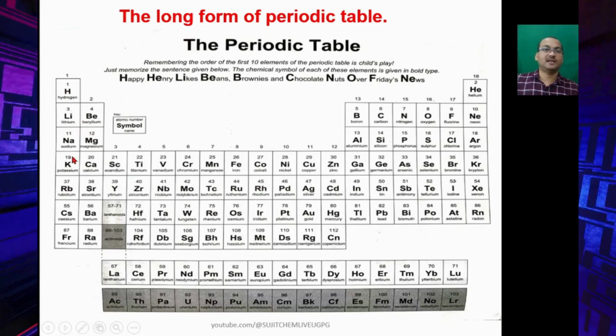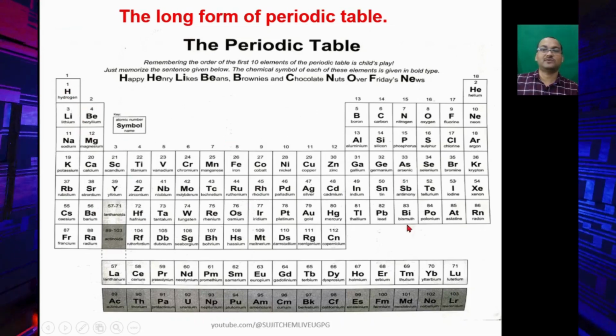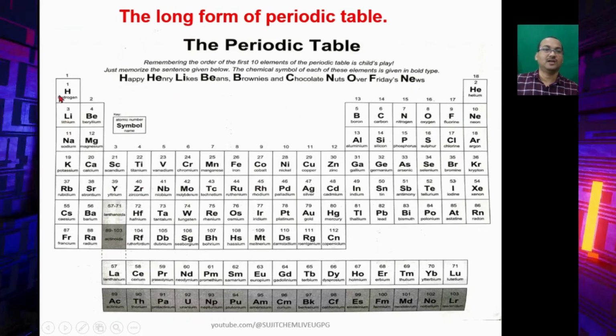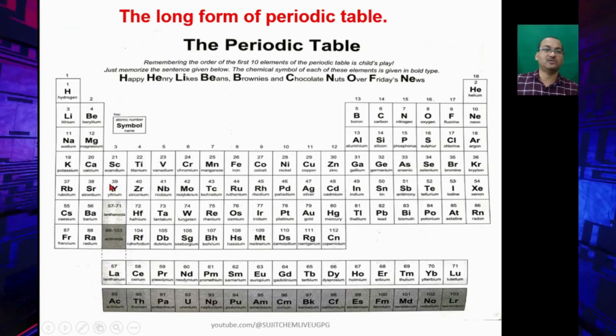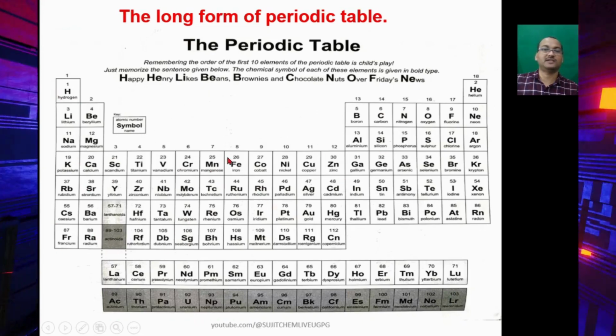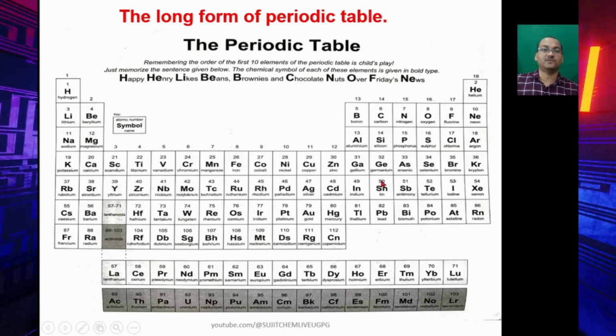As you can see, there are 18 vertical columns, called groups. This periodic table contains 18 groups, and if you count the horizontal rows, there are 7 horizontal rows, called periods. So it contains 7 periods and 18 groups.